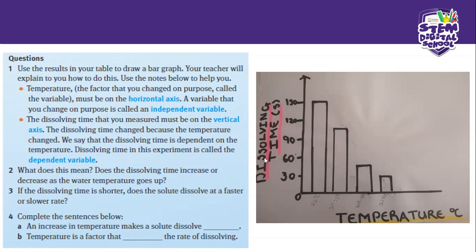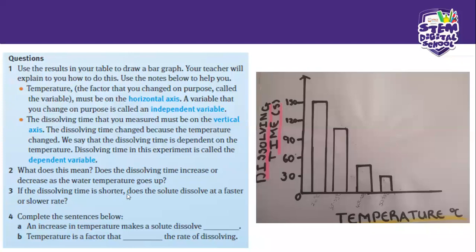Okay, but user says faster rate, right? The level also says faster. Okay, P1 says faster, away2 also says faster. Right, beautiful guys. So guys, if the dissolving time is shorter, then it means that the solid dissolves at a faster rate. Okay, so beautiful guys, beautiful.